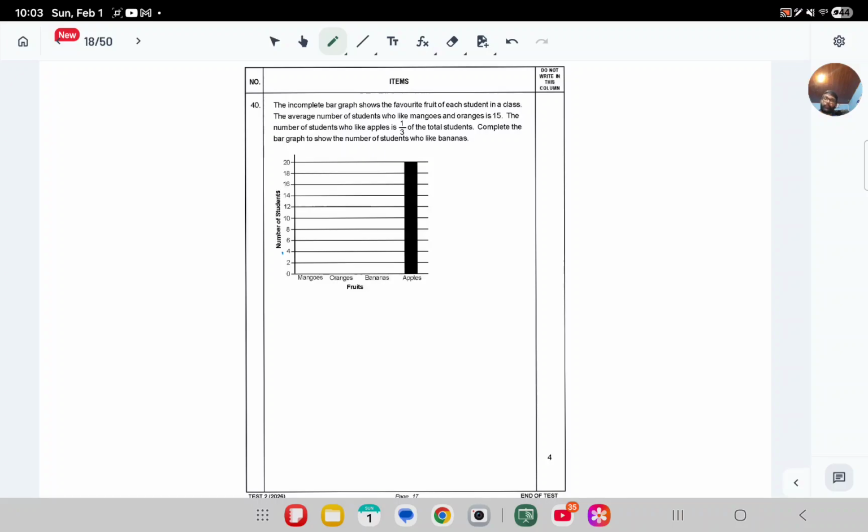The incomplete graph shows the favorite fruits of each student in a class. The average number of students who like mangoes and oranges is 15. The number of students who like apples is 1/3 of the total students. Complete the bar graph to show the number of students who like bananas.